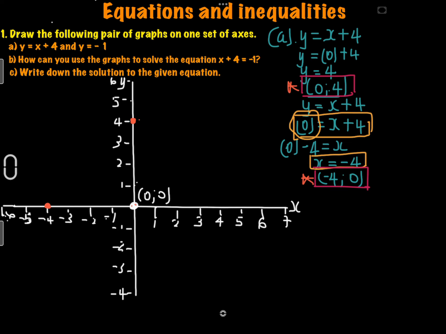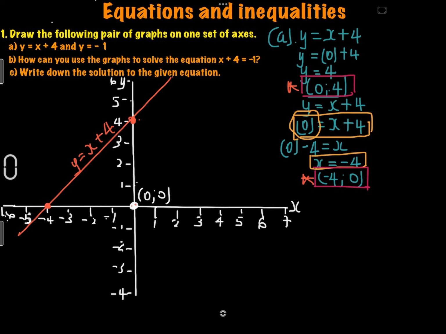Okay, now because I have found those two coordinates, what we need to do now is simply join those intercepts by means of a line. So this equation here means that y is equal to x plus 4. That's the equation of that line there that is given.